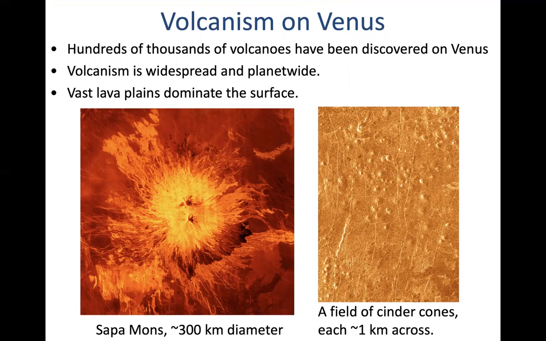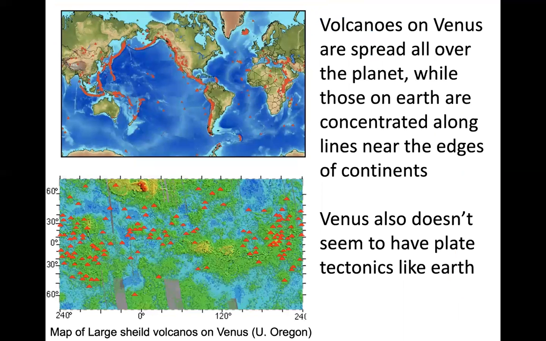But this is, again, a difference from Earth. On Earth, remember, volcanoes are concentrated along lines corresponding to boundaries between tectonic plates. On Venus, they're found all over the place. This again suggests that unlike Earth, Venus doesn't have plate tectonics. We've already said Mars also doesn't seem to have plate tectonics.